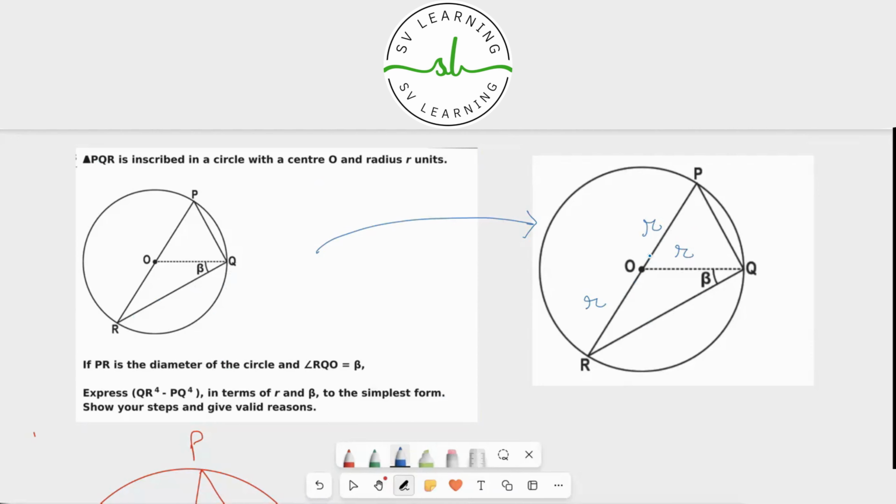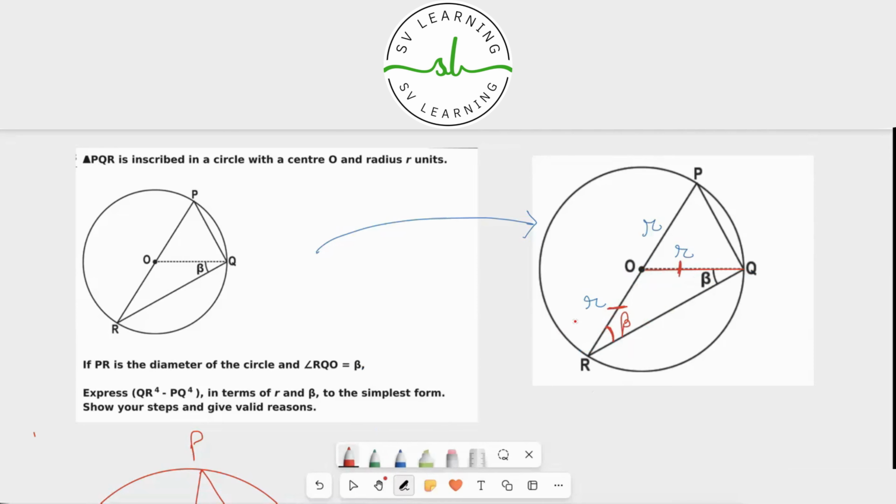PR is the diameter. So that means naturally O is the center. I've marked the radius. The length of the PR will be 2R. And angle RQO is beta. Now, if I just look at the triangle QOR, if this side is R, this side is R. So basically, this is a triangle in which two sides are equal. It's an isosceles triangle. So this angle will also be beta, angle opposite to equal sides.